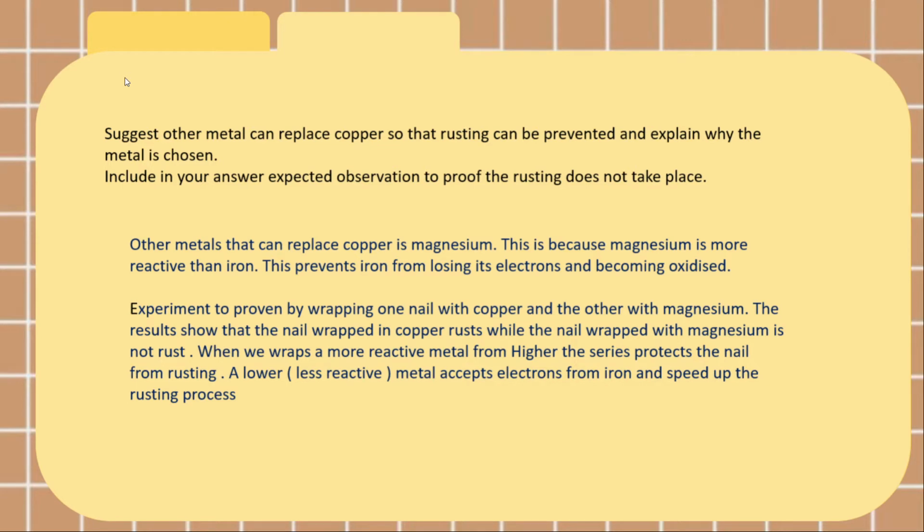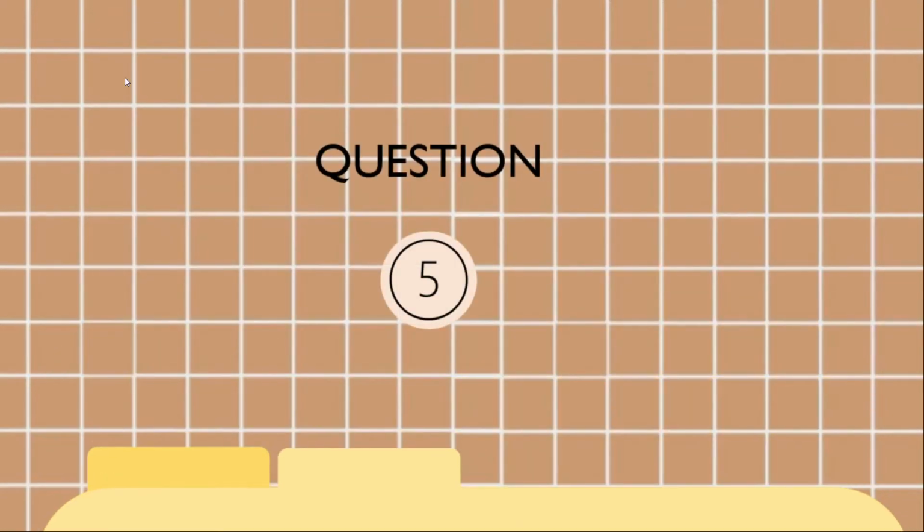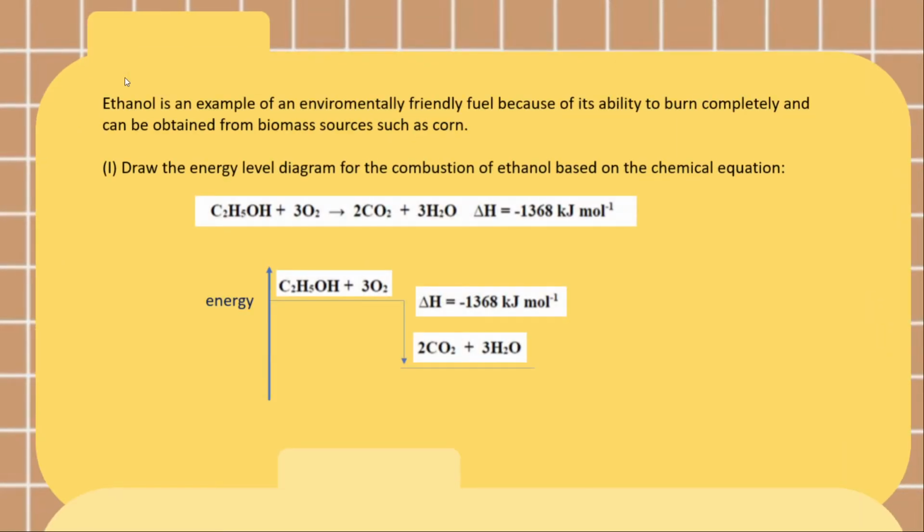Question 5. Ethanol is an example of an environmentally friendly fuel because of its ability to burn completely. The question asks to draw the energy level diagram for the combustion of ethanol. So we can see the combustion of ethanol is an exothermic reaction. So the energy content of the product is lower than the energy content of the reactant.